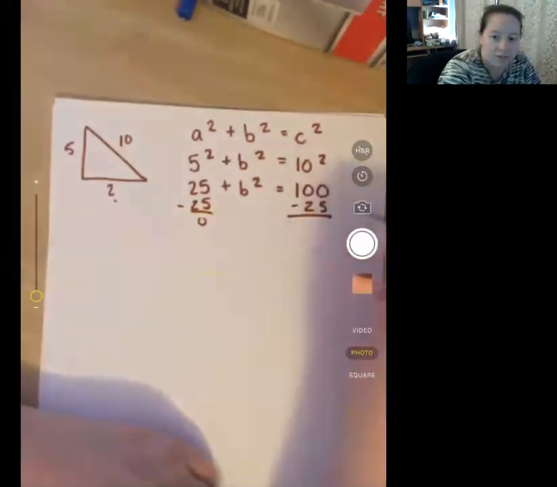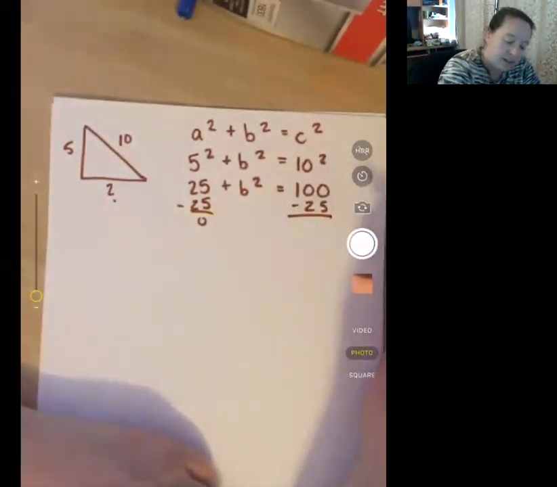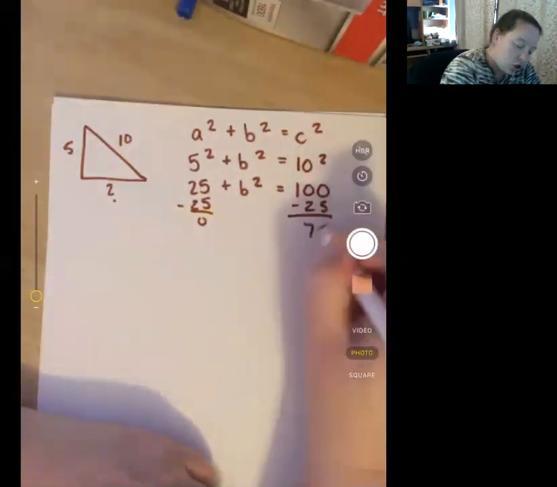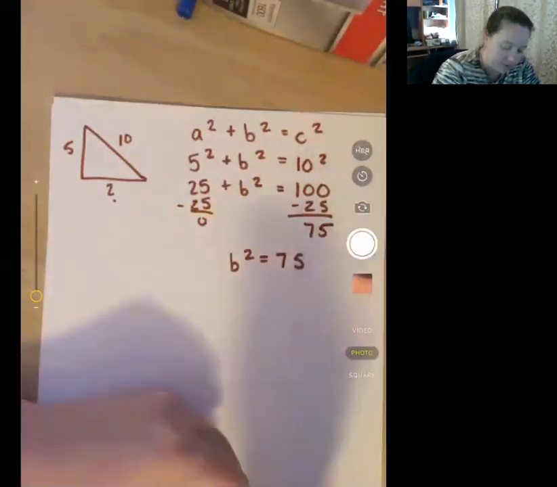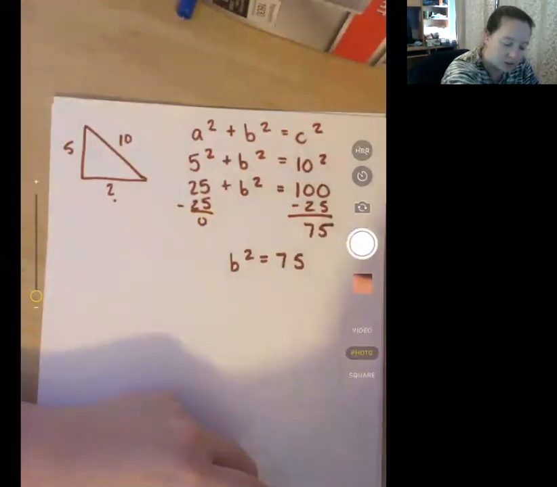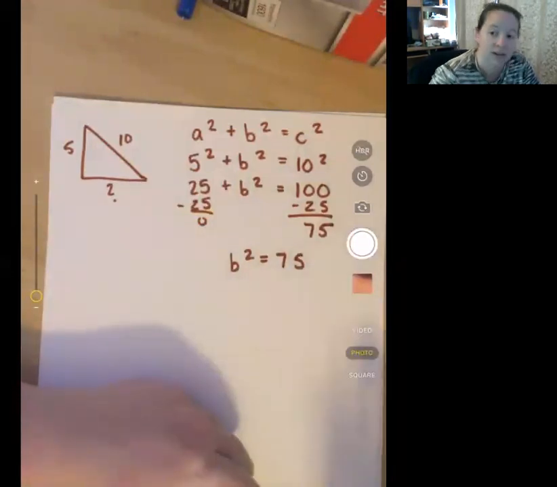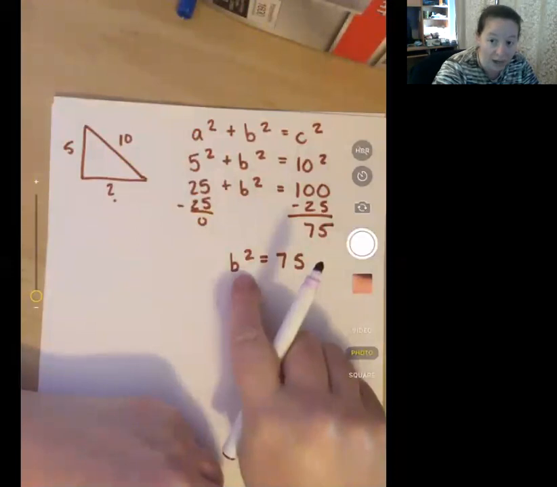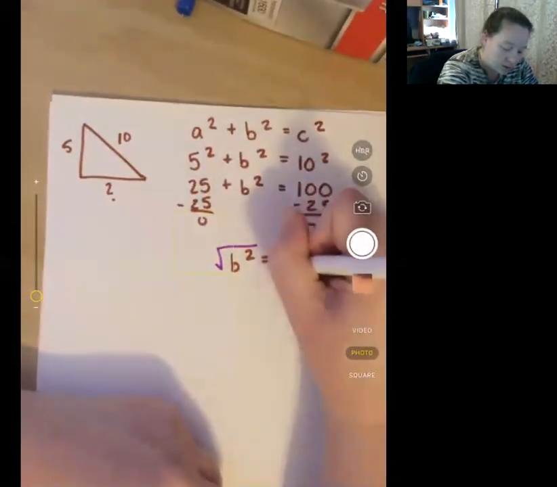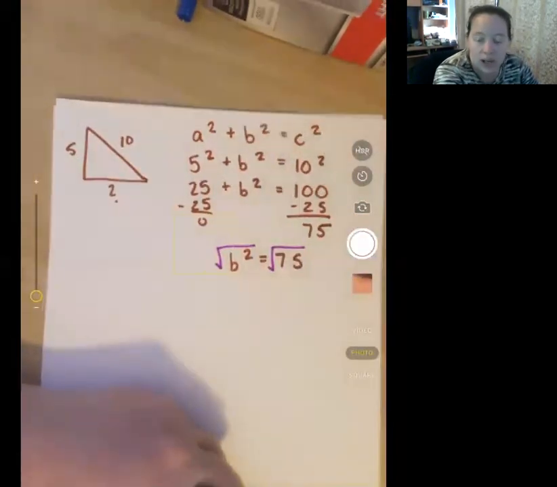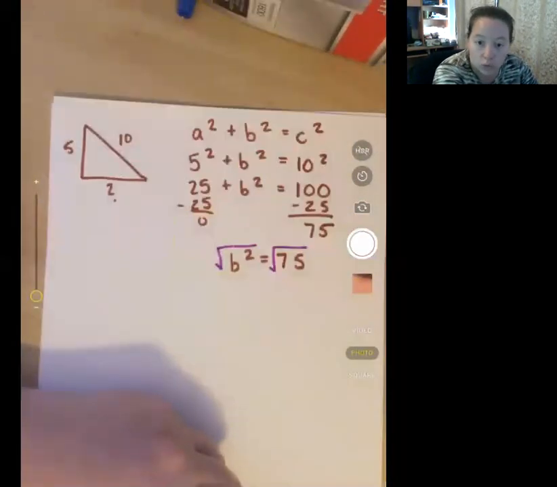100 minus 25 gives us 75. So I now have b squared is equal to 75. And I'm going to switch my color so that you guys can see this. In order to get rid of that square, I have to do the square root. Okay? So I am going to do the square root.